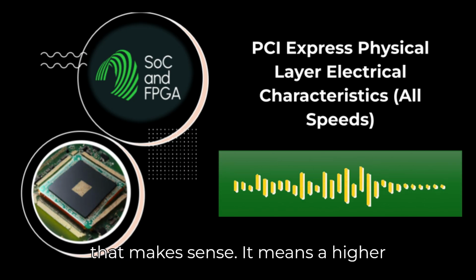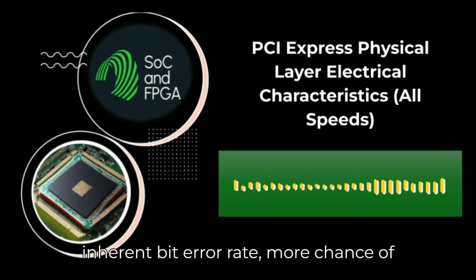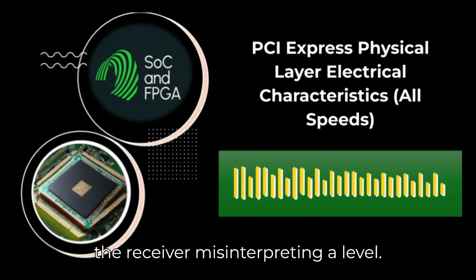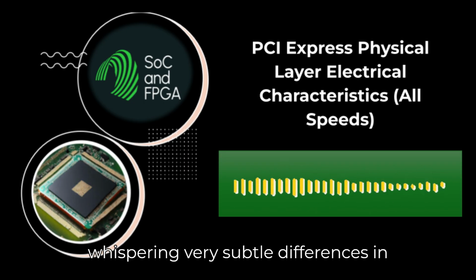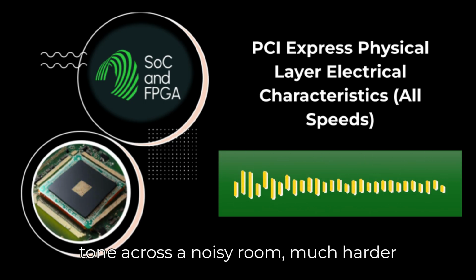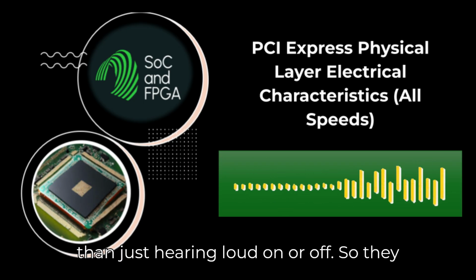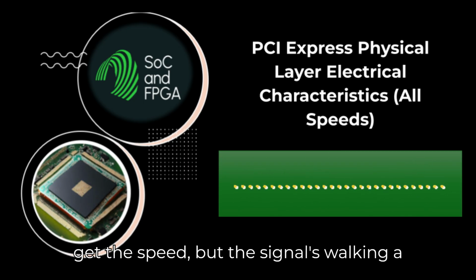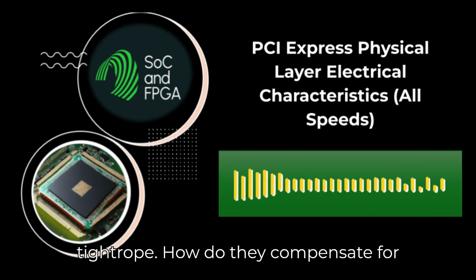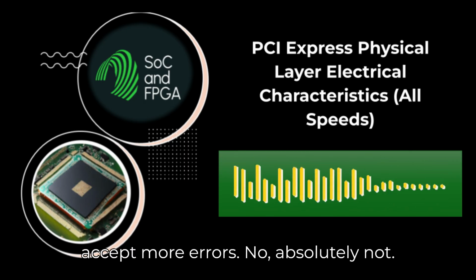Okay, that makes sense. It means a higher inherent bit error rate, more chance of the receiver misinterpreting a level. It's like trying to hear someone whispering very subtle differences in tone across a noisy room, much harder than just hearing loud on or off. So they get the speed, but the signal's walking a tightrope. How do they compensate for that higher error rate? You can't just accept more errors.